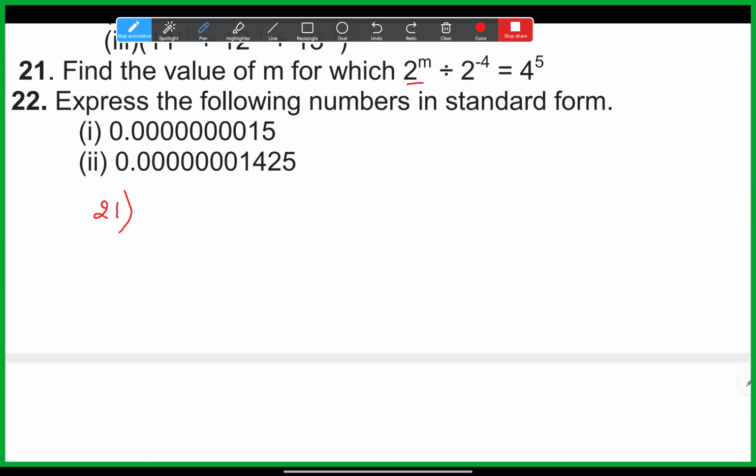2 power m, 2 power minus... This is already prime numbers. We cannot do anything further, no? Yes, sir. So which law can we apply for this LHS? Yashva, can you tell which law we can apply for this LHS?